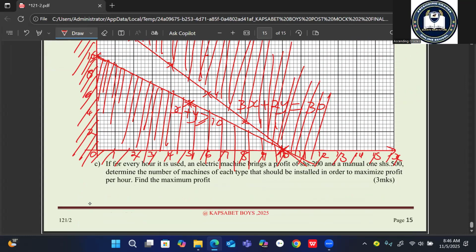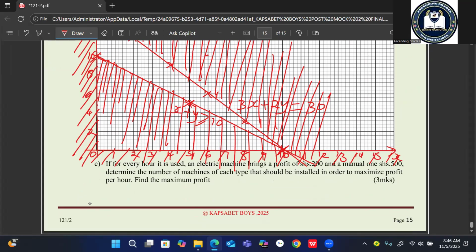If for every hour it is used, an electric machine brings a profit of 200 and a manual one 500 shillings. Determine the number of machines of each type that should be installed in order to maximize profit per hour. Find the maximum profit.